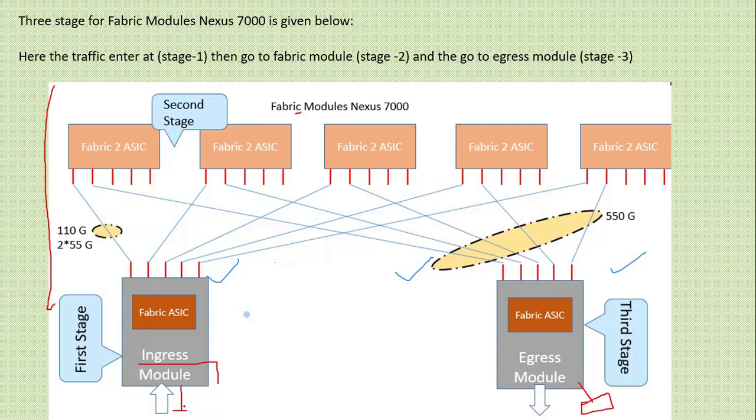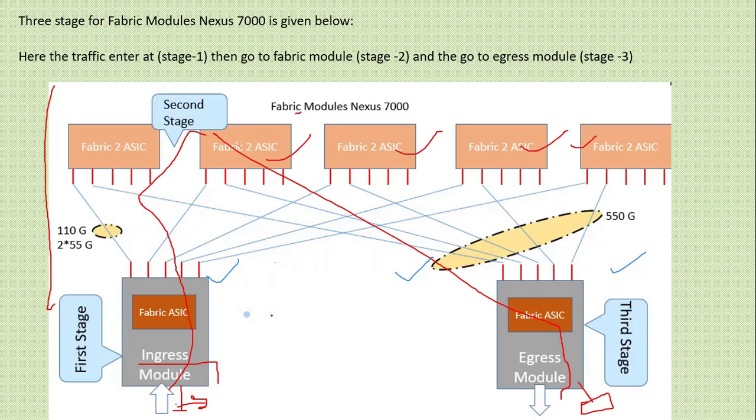Even if I need to go to the same module, here is my source and here is my destination, I have to go via the fabric modules. First the traffic will initiate here, then it will go to the fabric modules, and then the fabric modules will check and forward it to the other line card. So all the traffic will be passed via the fabric modules. Remember this, all the line cards are connected to the fabric modules.